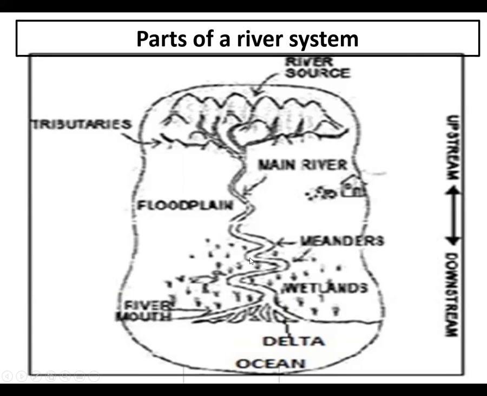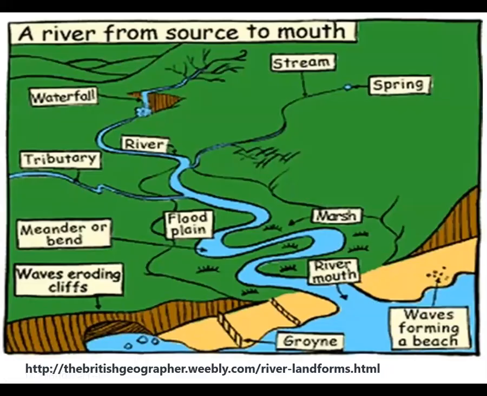Let's continue. Now this is also another picture showing us the different parts of the river. So this would be the headwater right here. The watershed is all the land around the river. A tributary is a small stream that supplies water to the main river. And this is called the floodplain because this area gets flooded when there is too much precipitation. This is a meander because this is a bend in the river.